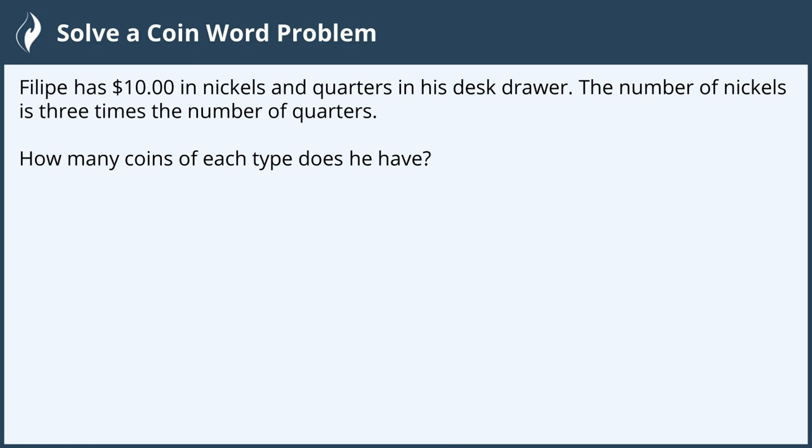We have two unknowns, the number of nickels and the number of quarters, so we'll need two variables to represent each. I'm going to choose N to represent the number of nickels and Q to represent the number of quarters. Nickels are worth 5 cents and quarters are worth 25 cents. If we multiply the value times the number of each of these and add them together, we'll get the total value. That's our first equation.